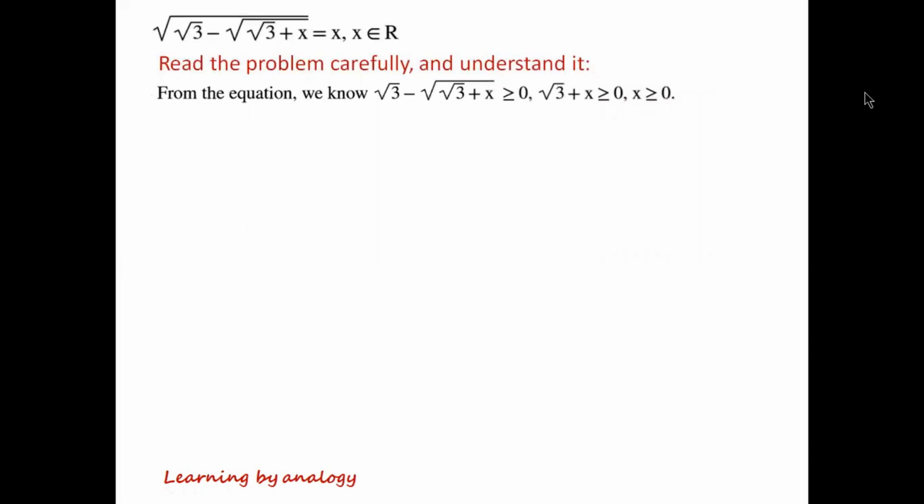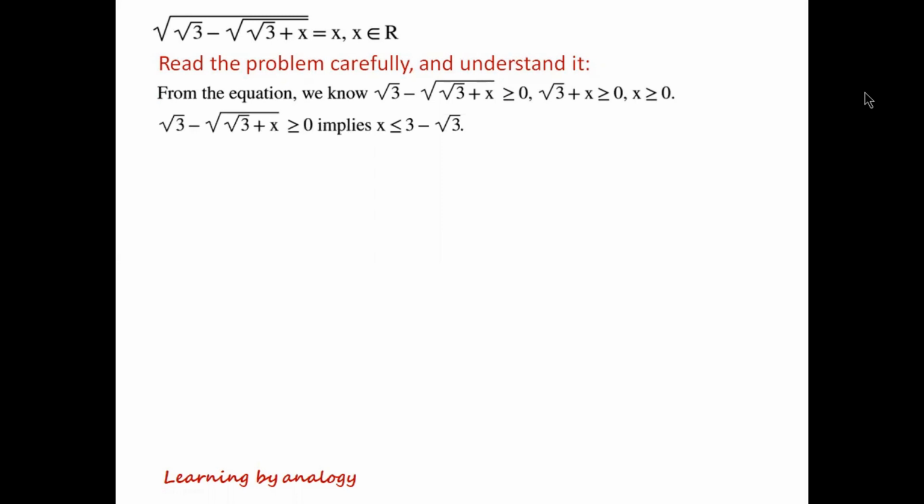From the equation, we know √3 − √(√3 + x) is greater than or equal to 0. √(√3 + x) is greater than or equal to 0, and x is greater than or equal to 0.